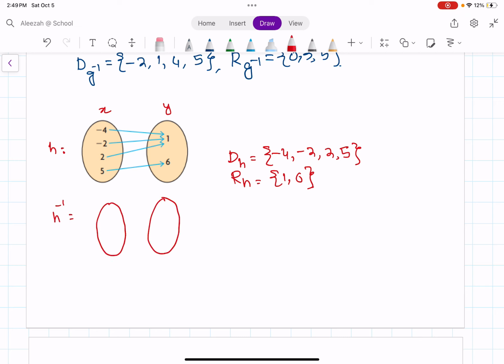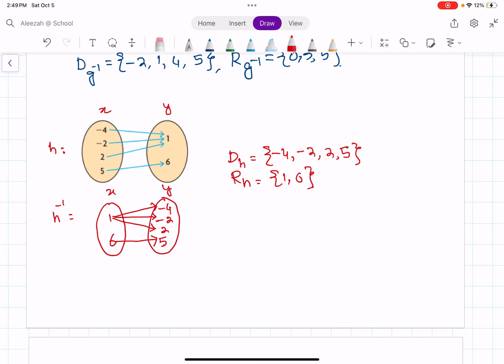So here that's my x and that's my y. So when we find the inverse, we switch, right? So it will be 1 and 6, and the numbers here are -4, -2, 2, and 5. And when we switch, it means 6 is related to 5, 1 is related to 2, 1 is also related to -2, and 1 also goes with -4, right?